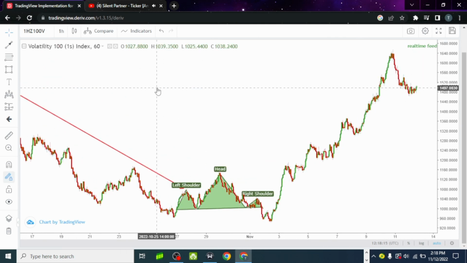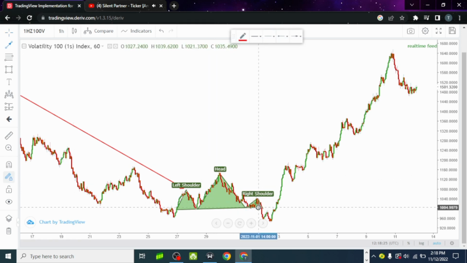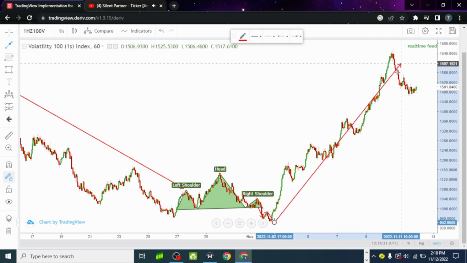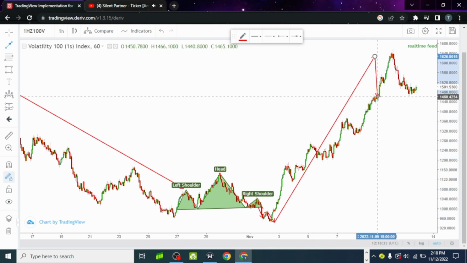So what someone was going to do is wait for a break of the neckline, then after that break of the neckline, a retest, then he enters his sell trade. So as you can see here, there was a break of the neckline here, and of course price came for a retest. Then after this retest, someone would enter a sell trade, but the price shot all the way up, and you could have lost the trade.